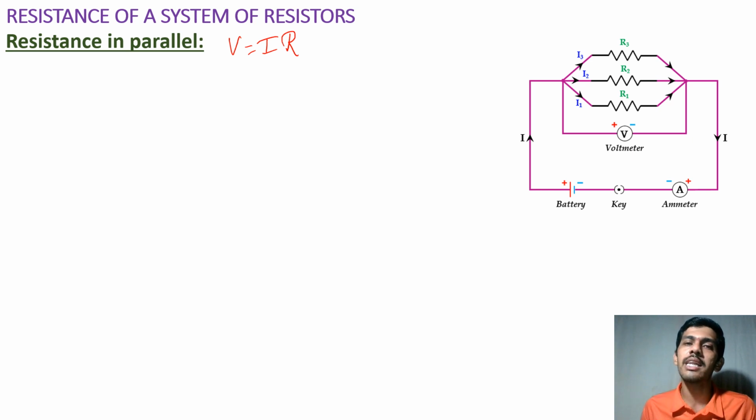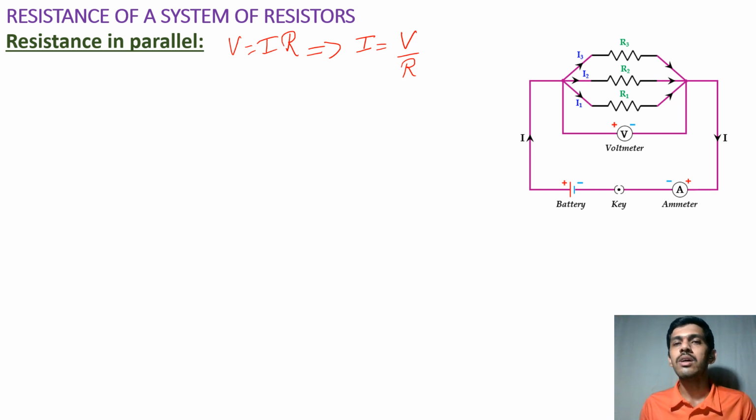Now, I can rearrange this equation as I is equal to V by R. V is equal to IR, or I equals V by R. In that manner also I can write. Here, R is nothing but Rp, the effective resistance of the parallel combination.